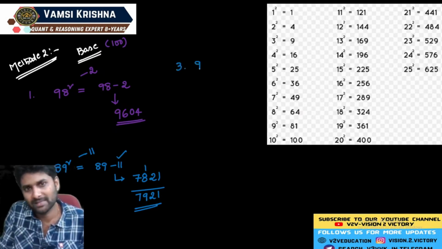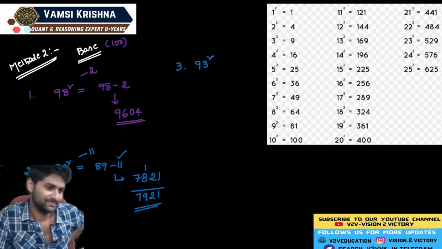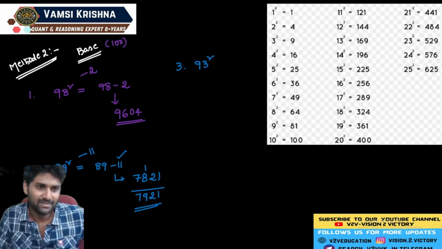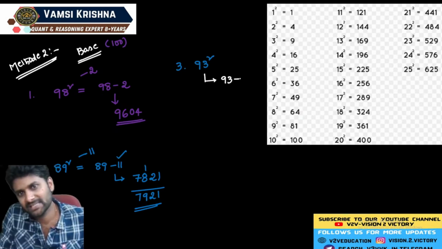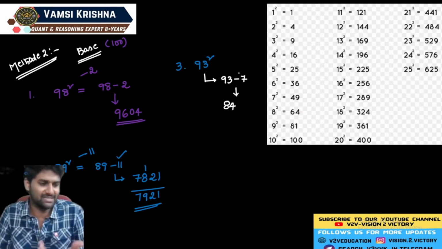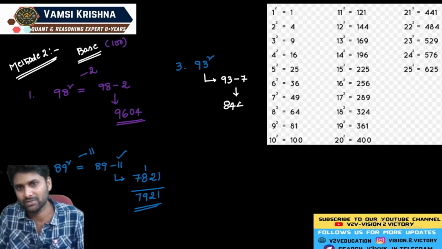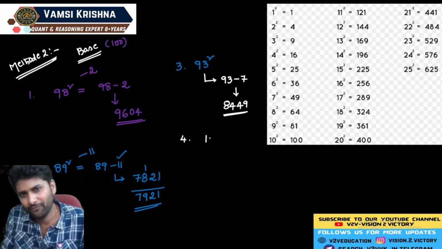Let me take one more example. Can anyone tell me what is the value of 93 square? See, 93 is less than 100 by 7 units. Just subtract 7 units from 93, now you will get the value 84. Now, we are subtracting 7 units, right? 7 square is equal to 49. So, the answer is 8449.